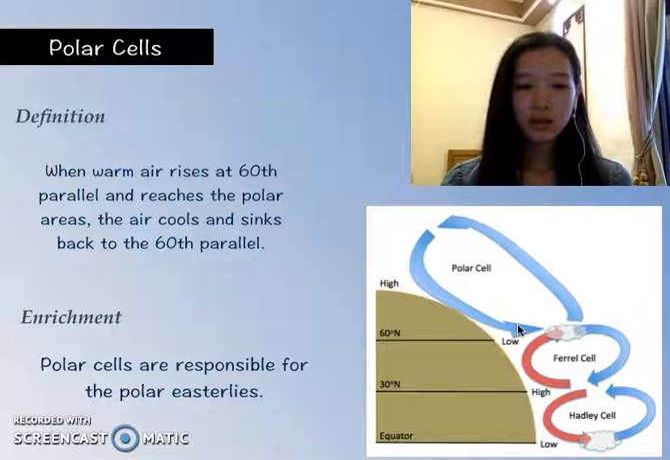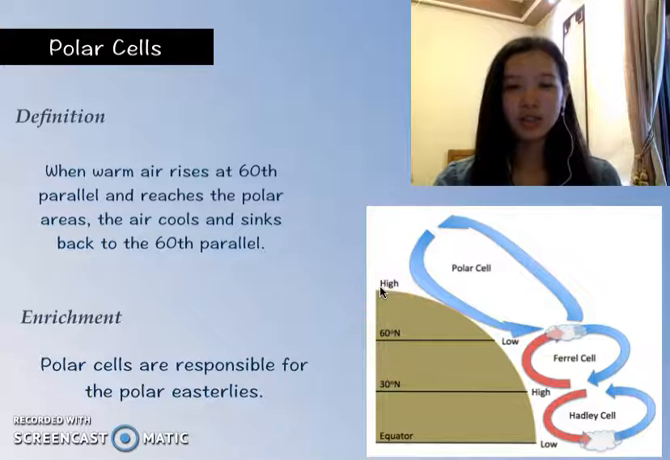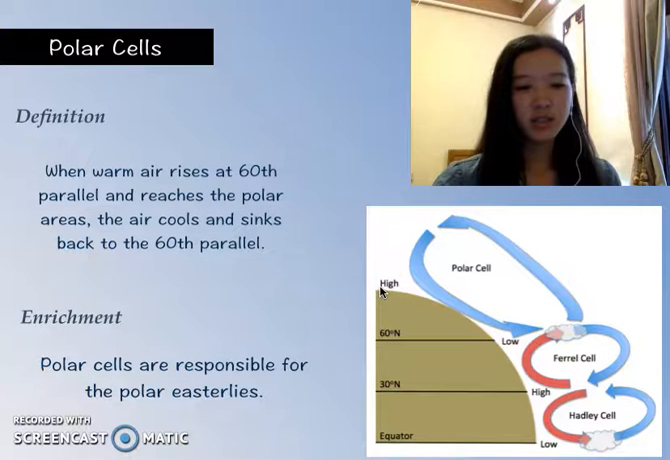The polar cells are responsible for the polar easterlies. So the polar easterlies are located between 60 degrees and 90 degrees, which is at the polar region.